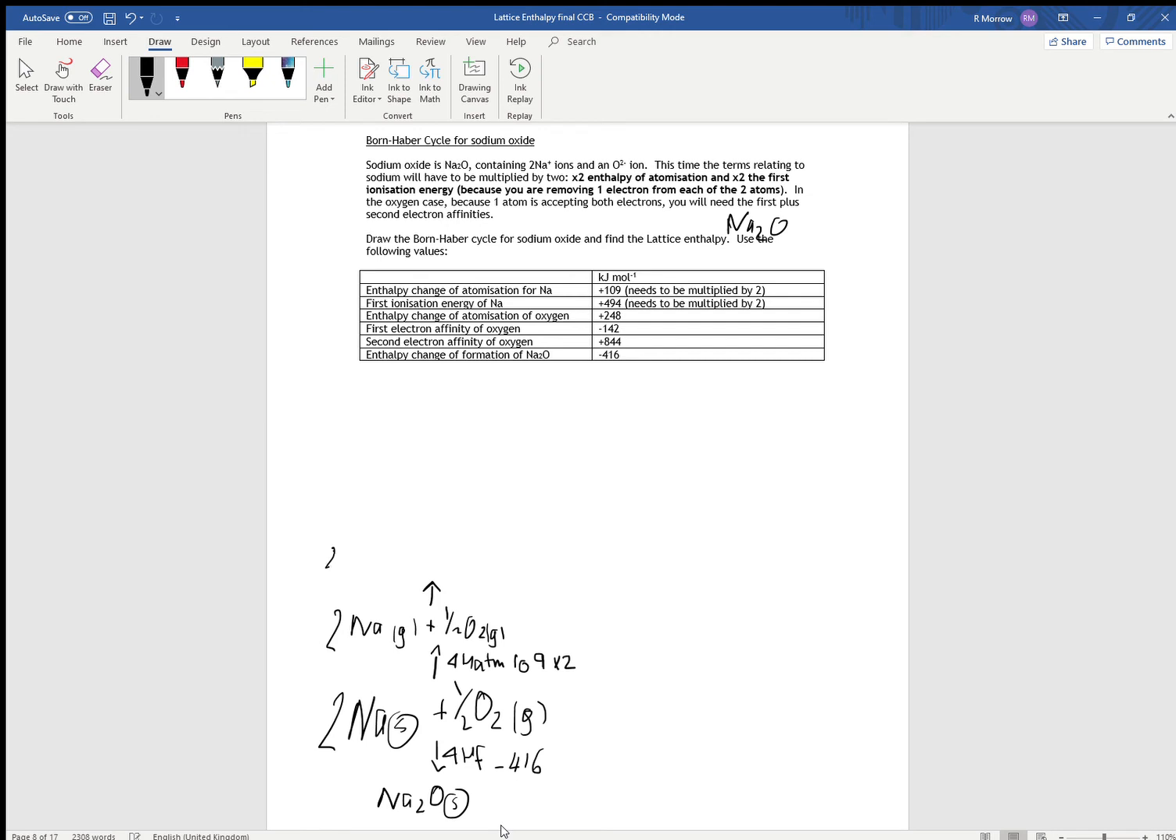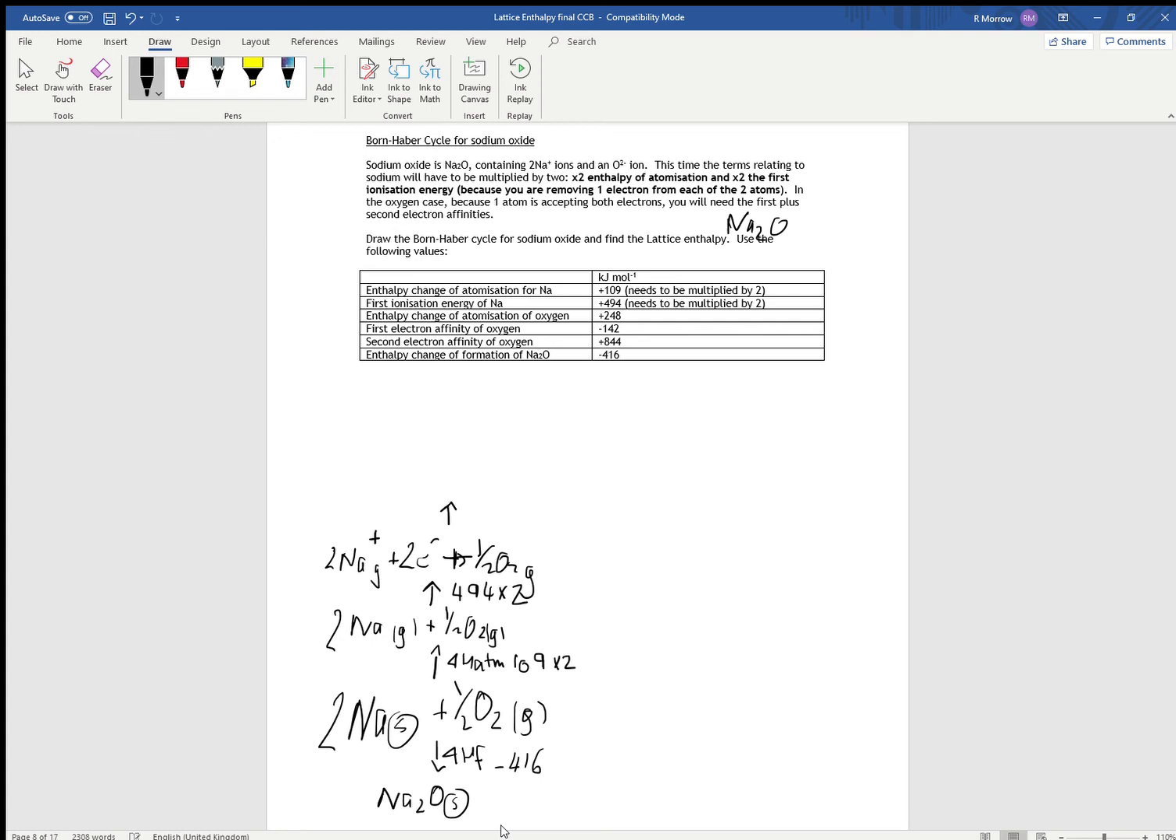Now I need to take that sodium and ionize it now that I've got it as a gas. Okay, so keep my state symbols in. Each one of them has lost an electron, so I need to account for 2 electrons there. Okay, I'm not going to do anything with the oxygen just yet. We'll get to it in a second. So that's the first ionization energy. That's 494, but remember there's 2 sodiums being ionized, so we're going to multiply that up by 2.